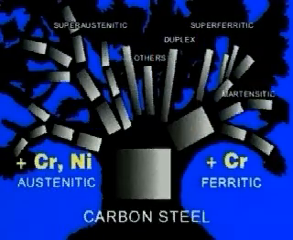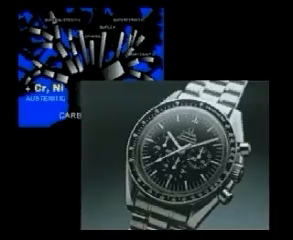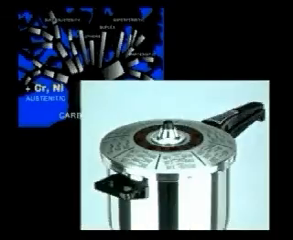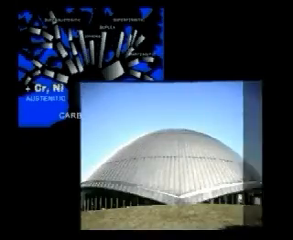And cast duplex stainless steel was specified for these turbine wheels, which will spend all their working life surrounded by water. So there you have it. There's not just one stainless steel, but a whole family of steels, each one with a different combination of mechanical properties and corrosion resistance to meet the demands of today's world and tomorrow's.